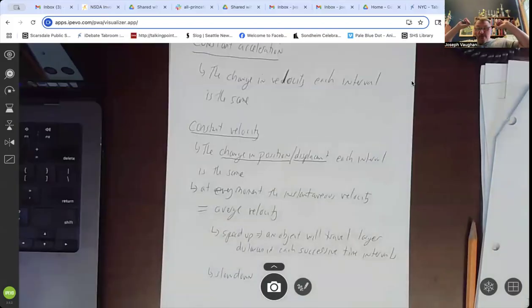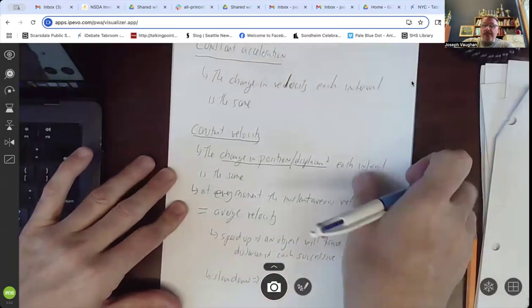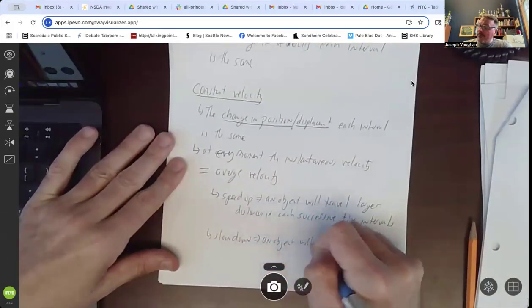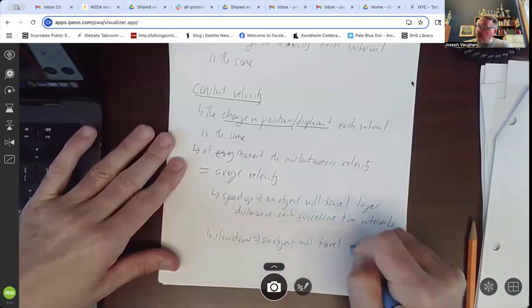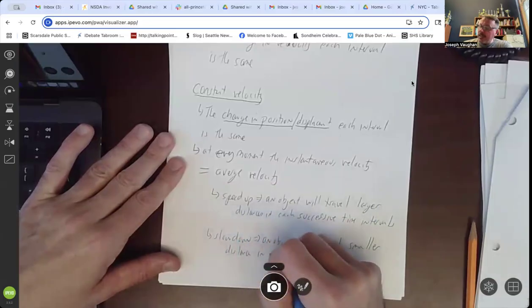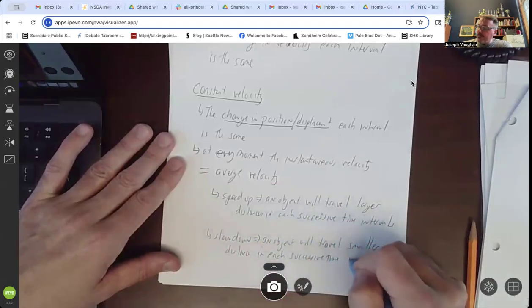Therefore, the speed changed. Therefore, it accelerated or it sped up or it slowed down. So the brain is doing a lot of mental gymnastics. We have to really understand that all we can ever observe is distances in certain amounts of time, or displacements in a certain amount of time. Similarly, for something that's slowing down, what's true there is an object will travel smaller distances in each successive time interval.